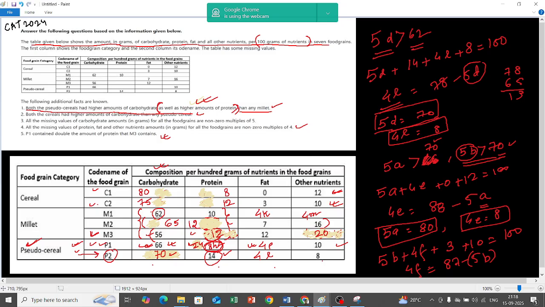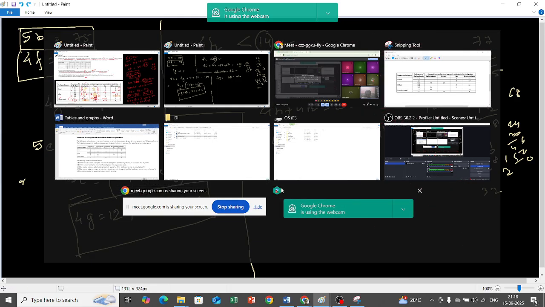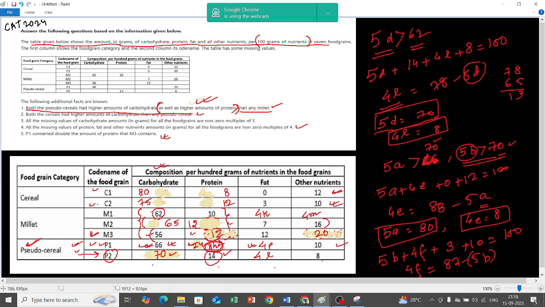We can use another check, that is we can pick up this 8h over here. 8h is the amount of protein that is present in the pseudo cereal P1. Now this 8h, so that means I cannot use this one anymore. I have to replace all the values. I think this was G, right? Yes, 4G was there, 4H was there. I have to again find out these values. These values are not correct.